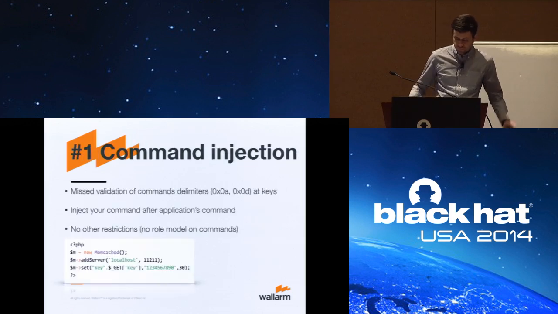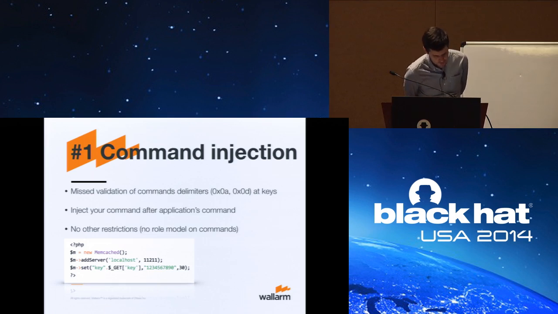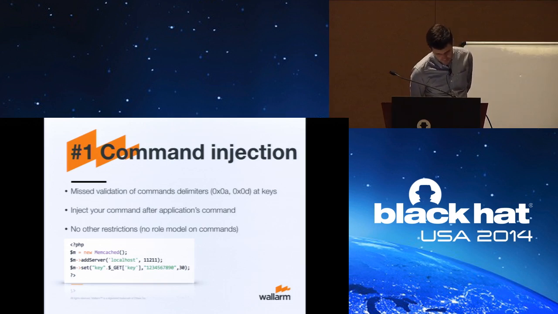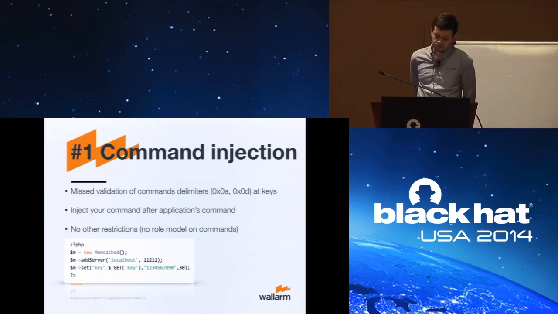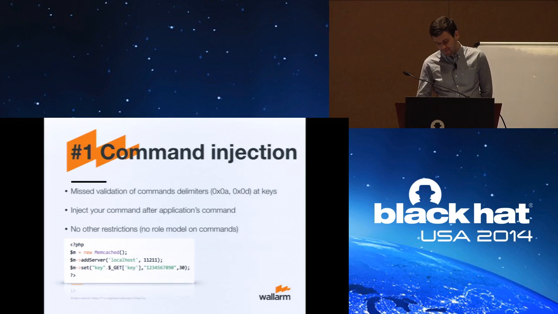So now about each type of injection in depth. First is comment injection. Any wrapper vulnerability consists of missed validation of command delimiters. It's 0A and 0D bytes in hex view. This feature allows the attacker to inject an arbitrary command after the application command. And there are no other restrictions, because you have no control at the application layer. The application can only read any keys and do any protocol operation. It's not easy to validate arbitrary cases on the application side.